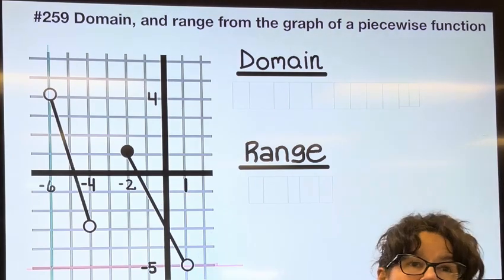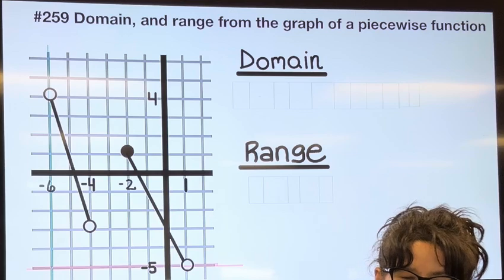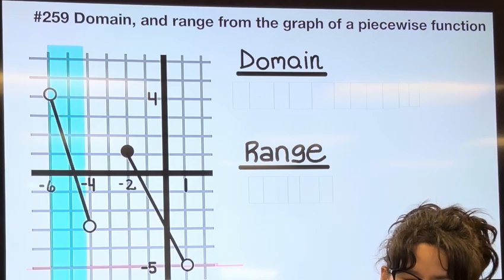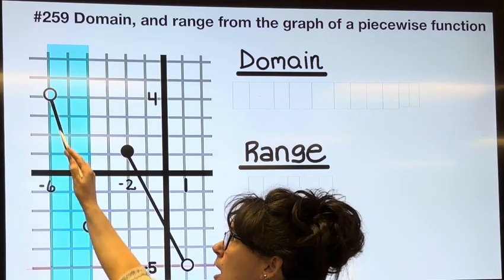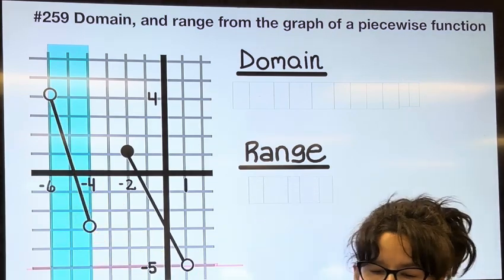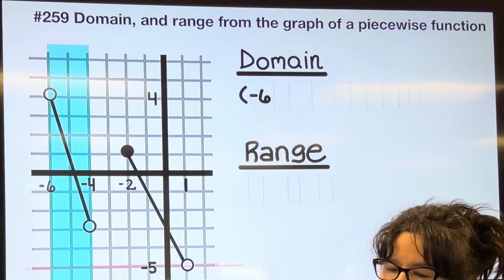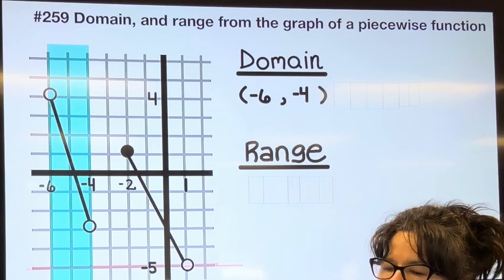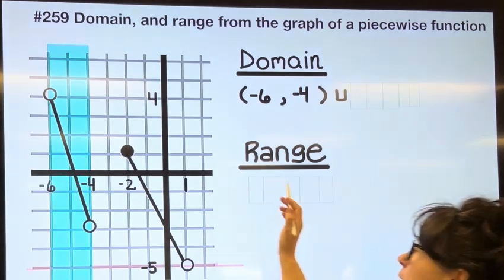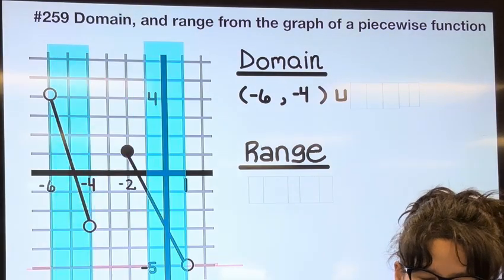I'm not thinking about the coordinates, I'm only looking at the x-axis. So from -6 until I get to -4, right off the x-axis, I'm on the graph. So this is going to be parenthesis -6 through -4 parenthesis, then union to put another piece with it. Then I'm going to start again.